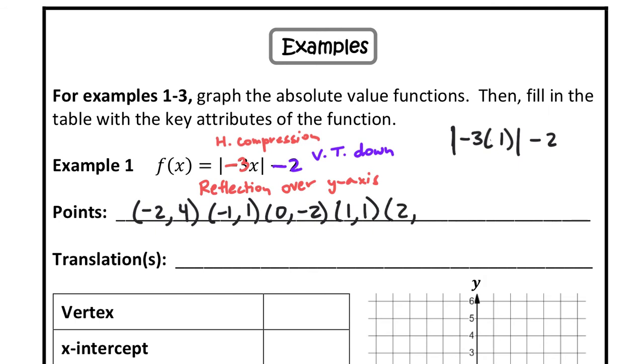And then the last one, 2. Negative 3 times 2 is negative 6. But it becomes positive because it's an absolute value. 6 minus 2 is 4. So I'm just going to do the points just for one example, and I'm just going to shift over to translations.